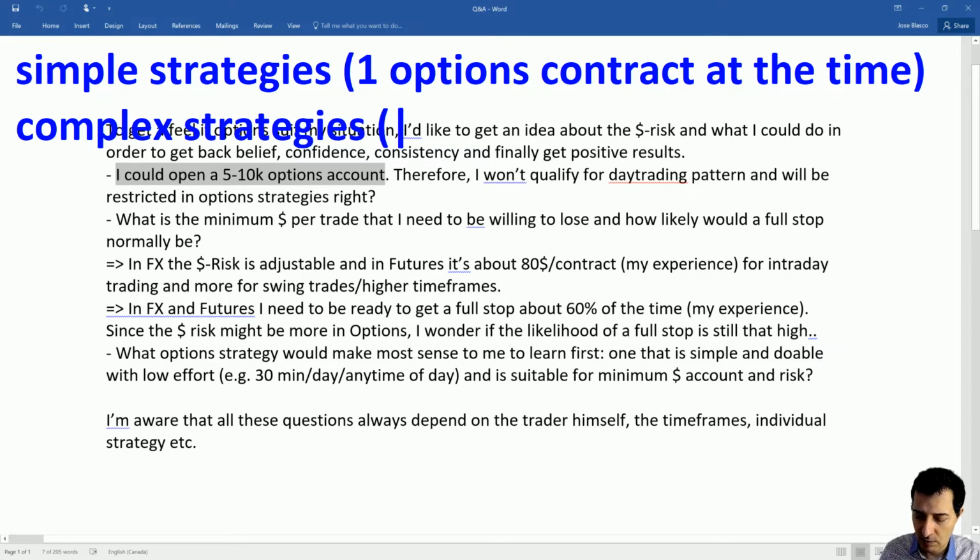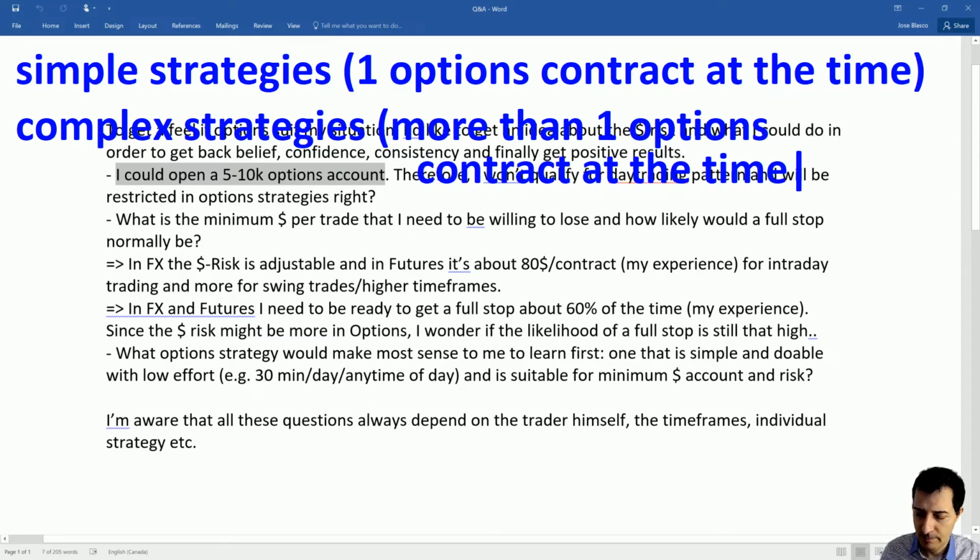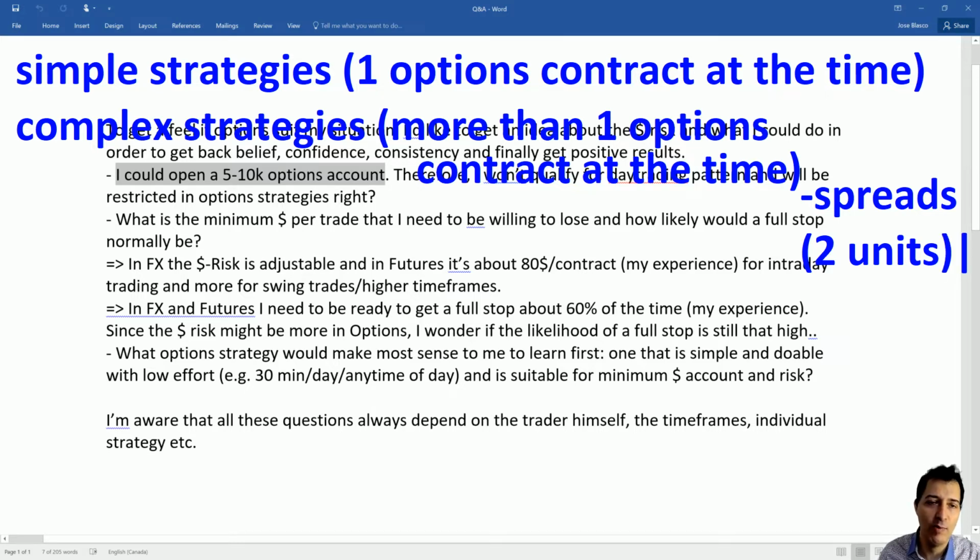Complex strategies use more than one options contract at a time. And within that, I'm going to use a very specific term because it's super relevant, since it may be your bread and butter: option spreads, which normally are 2 units at a time. Normally, not always, because if you do a ratio spread, for example, or a back spread, then it's 3 units. Normally it's 2.